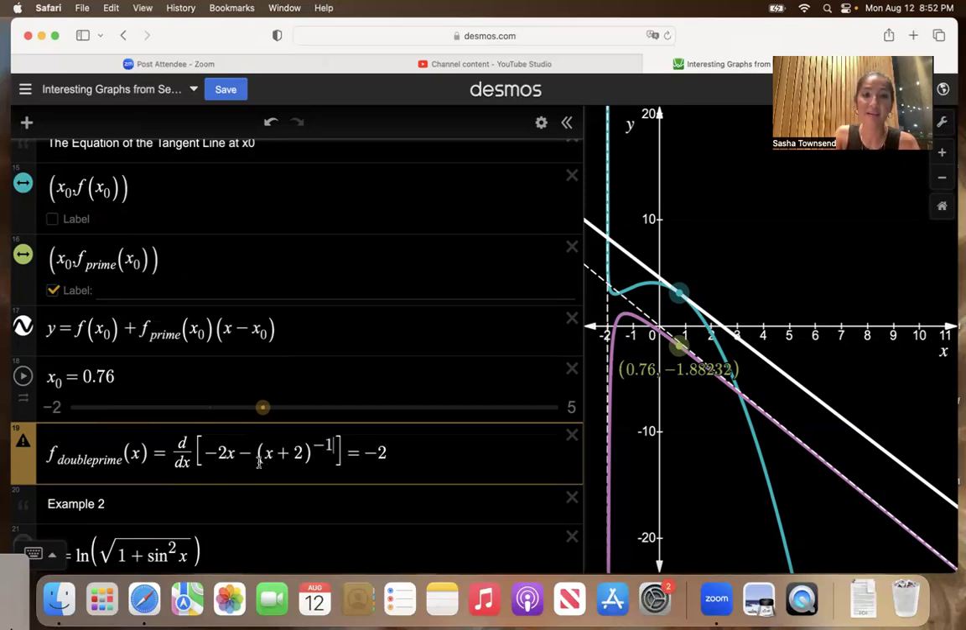chain rule. We've got an inside function of x plus 2, and the outside function is that power function, raising something to the negative 1. So we're going to get negative 1 times, this negative 1 coefficient is going to be a positive 1, times the inside function raised to the negative 1 minus 1, that's negative 2, times the derivative of the inside. The derivative of x plus 2 is just a 1. So our second derivative is negative 2 plus 1 divided by (x plus 2) squared.